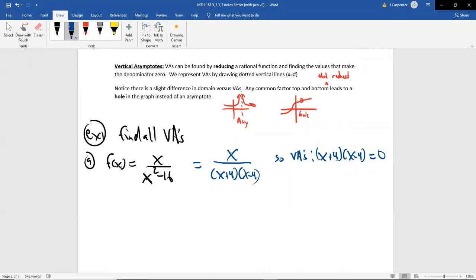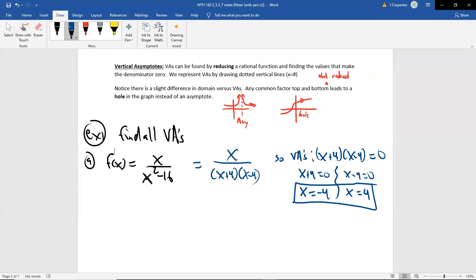Well, that's factored. Go ahead and set each factor equal to 0. So x plus 4 equals 0, x minus 4 equals 0. Subtract 4, add 4. You get x equals negative 4, and x equals positive 4. That's it. That's the whole problem. Our vertical asymptotes are negative 4 and positive 4.